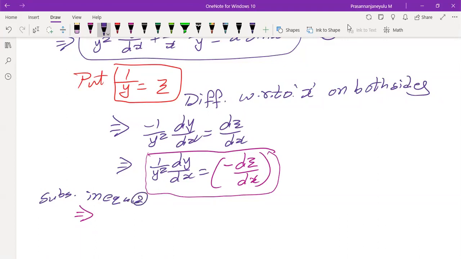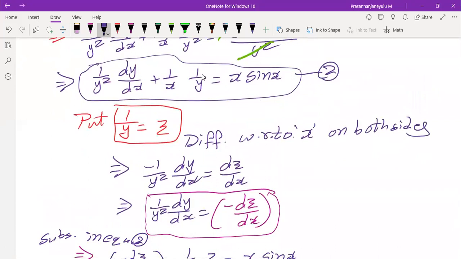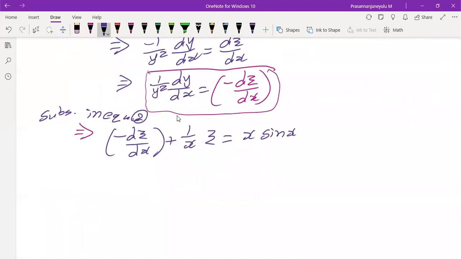Then we get minus dz by dx plus 1 by x into 1 by y. What is the 1 by y value? Z is equal to, what is the right hand side? X into sine x. Check equation number 2, it is this only. Yes, we substituted z in place of 1 by y, and in place of 1 by y square into dy by dx, we substituted minus dz by dx.